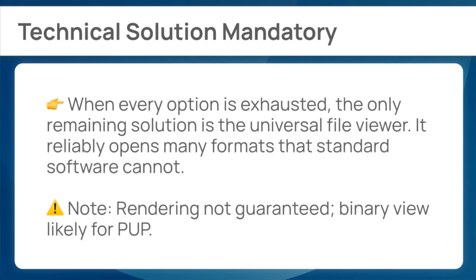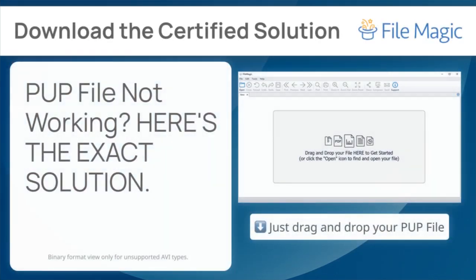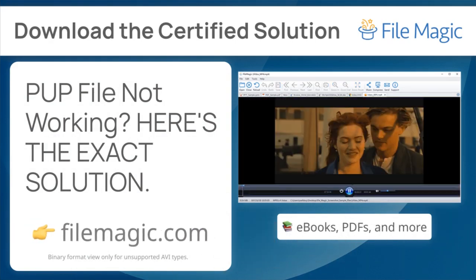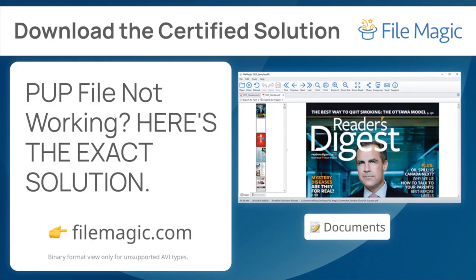If no standard application could engage your PUP file, we must escalate to a specialized utility. Activating the universal fix is the best option to try for this file type. Because the specialized software couldn't access your PUP file, you need a dedicated universal solution. FileMagick is the one I always recommend.